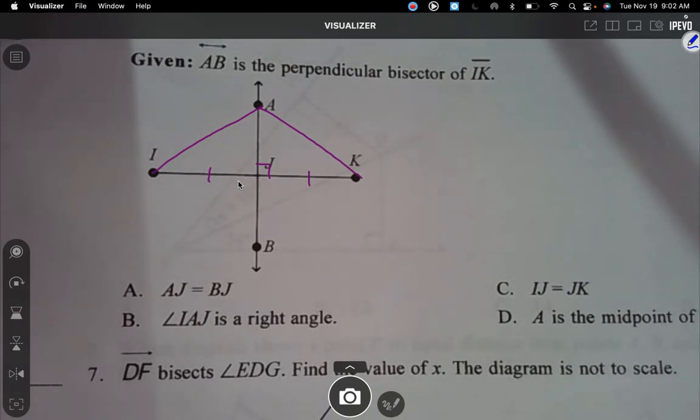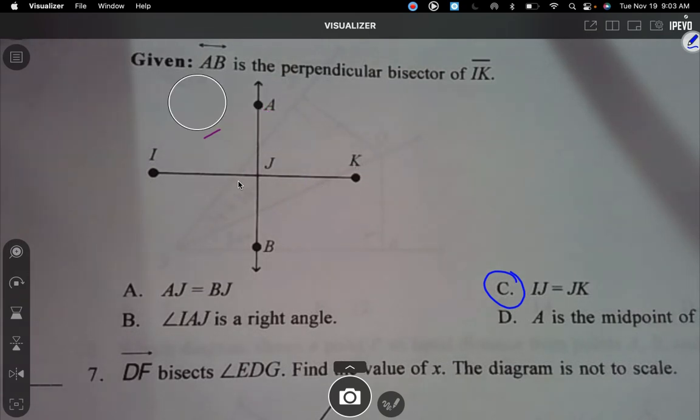IJ and JK are equal. Okay, that's also, I did write that one down. So I do know that this one is true. And then let's see, A is the midpoint of IK. Is A the middle of IK? No, J is in the middle of IK. All right, so it's not that one. So anyway, this is the one we'll go with. Okay, everybody good with that? That those are equal? If it's the perpendicular bisector, it splits those into two equal parts.